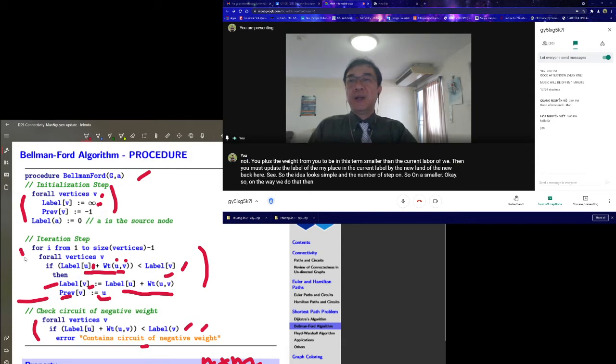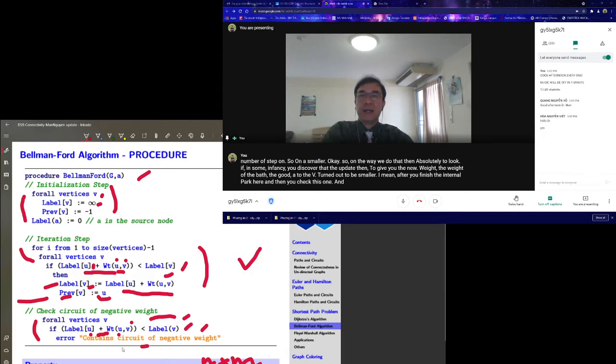So on the way we do that, actually this is two loops. If in some instances you discover that the updated length, the weight of the path from the root A to the node V, turns out to be smaller, I mean after you finish the internal part here and then you check this one, and you discover that, then that means the circuit here has negative weight.